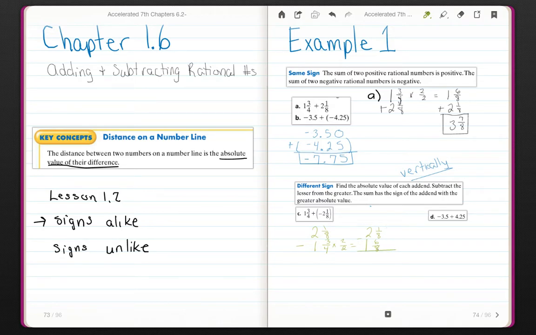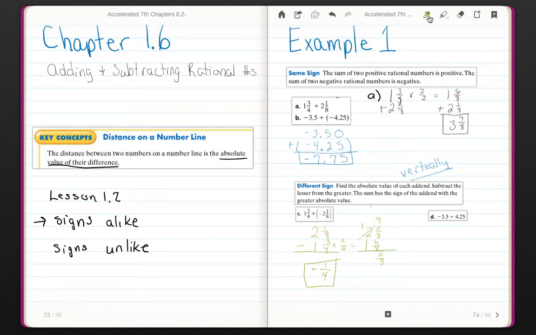However, I cannot do 1/8 minus 6/8. I don't have enough. So I need to borrow 8/8 from my whole. So instead of 1/8, I now have a total of 9/8 because I borrowed 8/8 or a whole. So 9/8 minus 6/8 is 3/8... is 2/8, and 1 minus 1 is 0. Well, 2/8 reduces to 1/4. So 2 1/8 minus 1 3/4 is 1/4. However, the negative 2 1/8 has the greater absolute value, so my answer is negative 1/4.